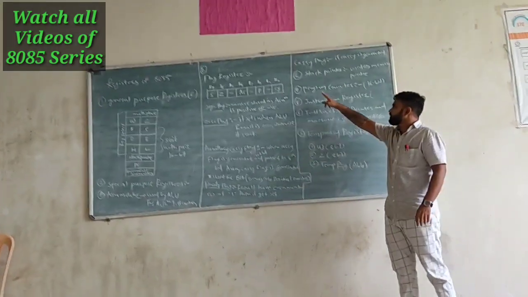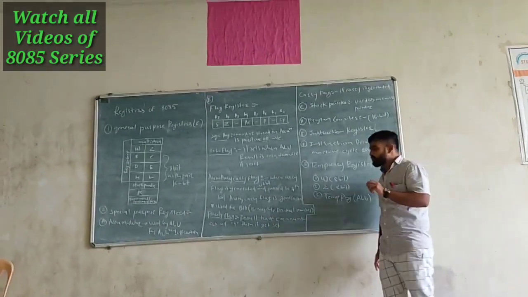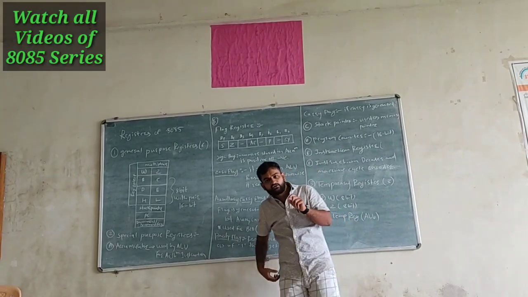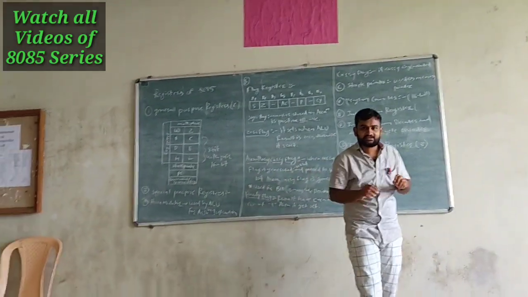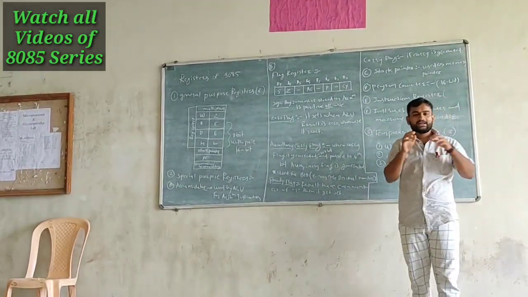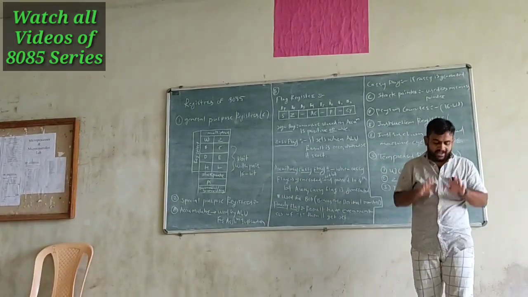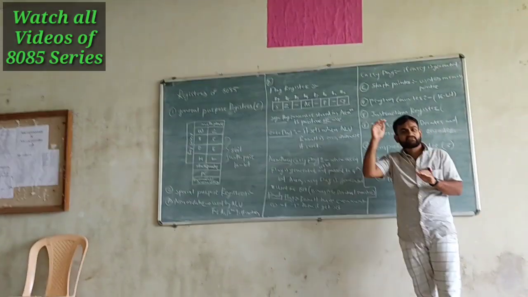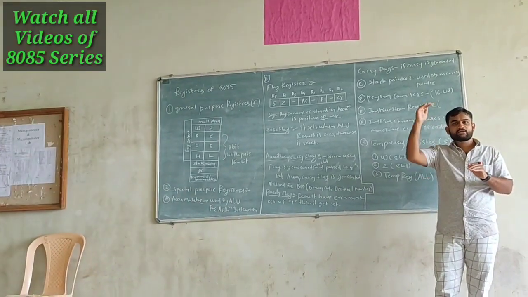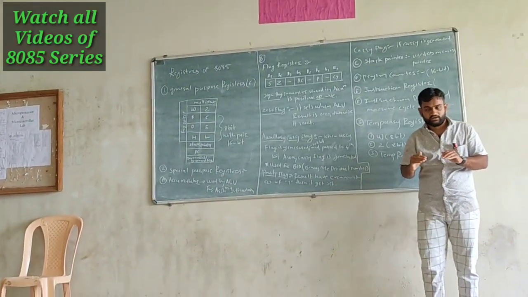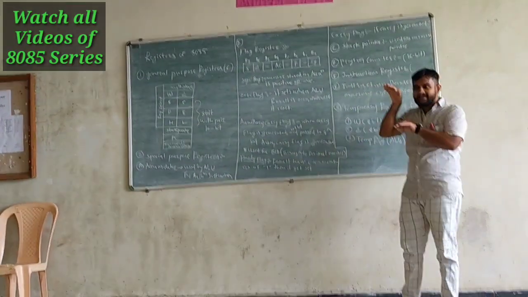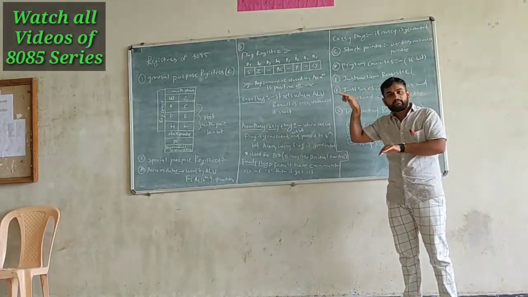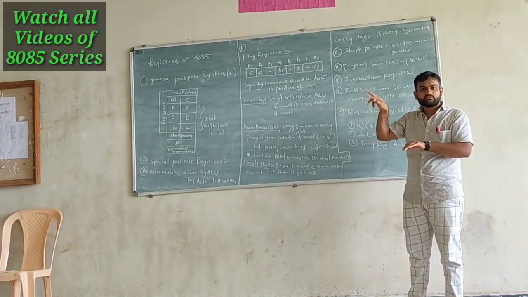Okay, then we have a program counter. What is the meaning of a program counter? PC is also a 16-bit register in 8085 and it plays a very important role. As we know, any program has a sequence. We execute any program in sequential order. Whenever we run any program, first instruction is going to be there, then second, then third.